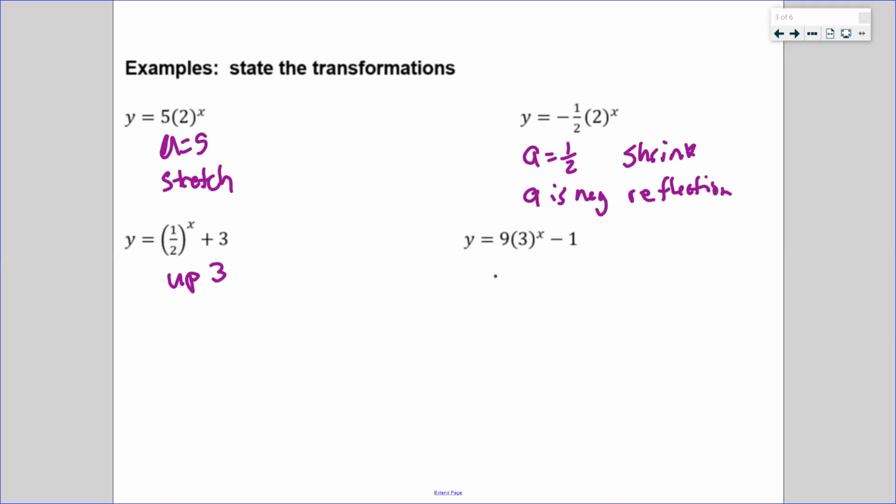And then here, A is equal to 9, so you have a stretch. B is 3, so you have exponential growth, but then we have minus 1, so we're going to move down 1 as well. Your asymptotes, well, here y would equal 3, and y would equal negative 1. Let me write that. Negative 1. Okay, so those are all of the types of transformations that we will have.